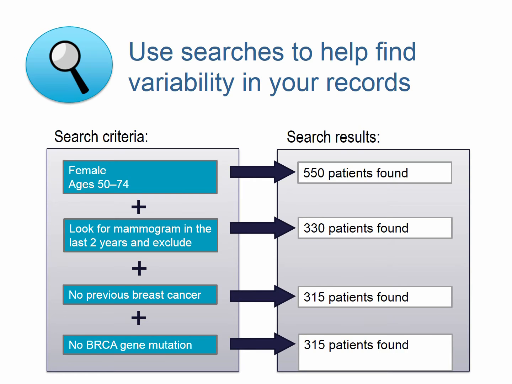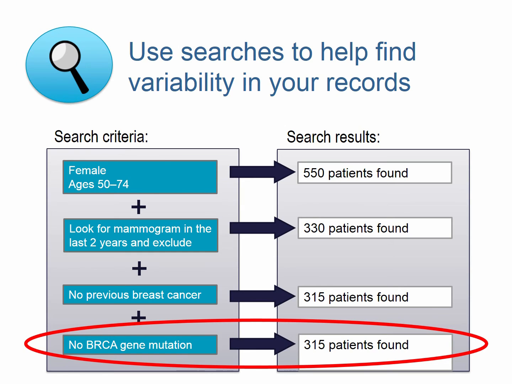Now we add one more line to see if it will narrow down our results even more. But what we find with this line of search criteria, which looks for patients with no BRCA gene mutation, is that it has no effect on our search results. This tells us something very important, that maybe we aren't entering data correctly for this criteria. Knowing this, we need to explore further and decide if we need to clean our data or change our data standards to align with how we've been keeping records of the BRCA gene mutation.